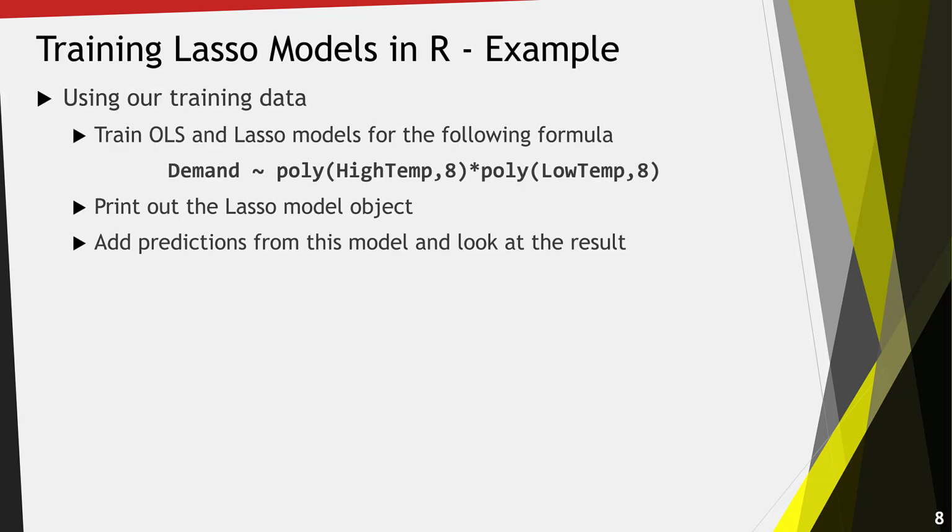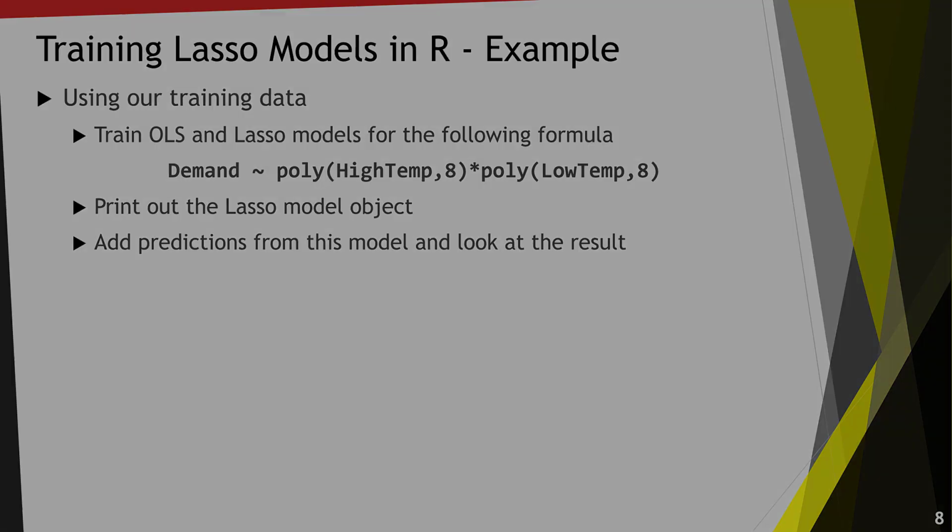This has given us everything we need to get started training Lasso models. So what we're going to do is, using our training data, train both an OLS and a Lasso model with the following formula. This is going to be electricity demand as a function of an 8th degree polynomial of the high temperature, an 8th degree polynomial of the low temperature, and all of the two-way interactions of those terms. This is going to be a really big model. We'll print out the Lasso model object, and then we'll look at the predictions from this model.